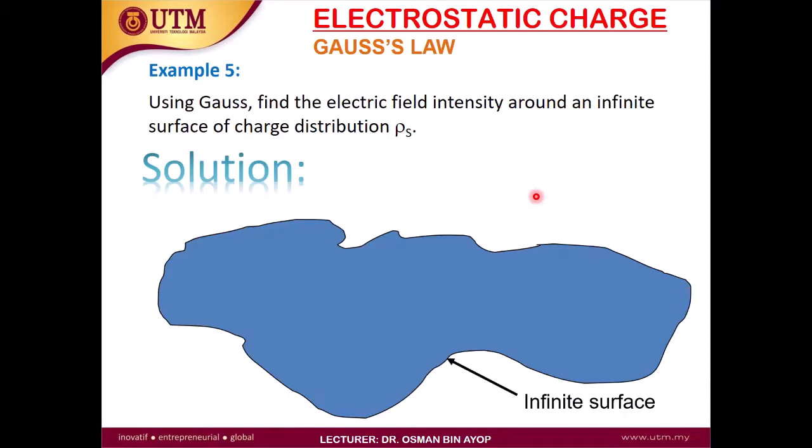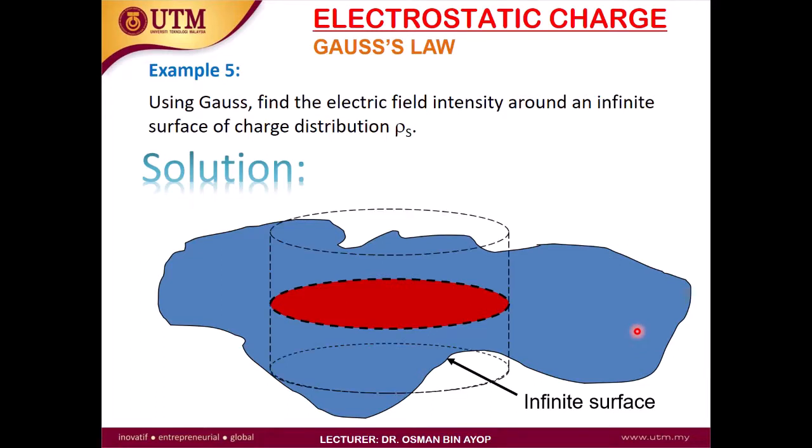Let's see. Let's say you have a surface, a very big surface. Basically the surface is very thin, and you take a sample of the surface. This is a sample of charge, and then you have to analyze this sample. The sample is suitable to be solved using cylindrical coordinates. This is how we draw our Gaussian surface.